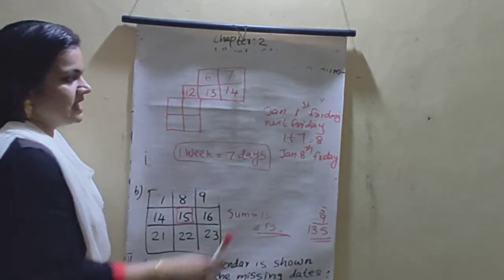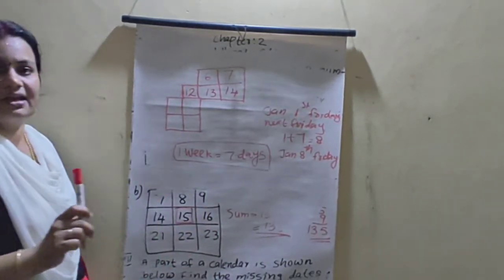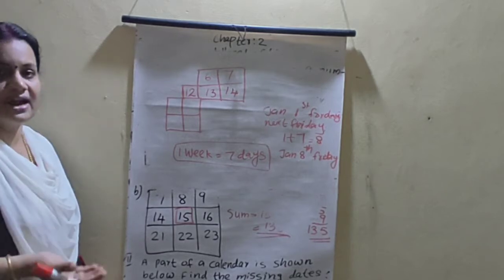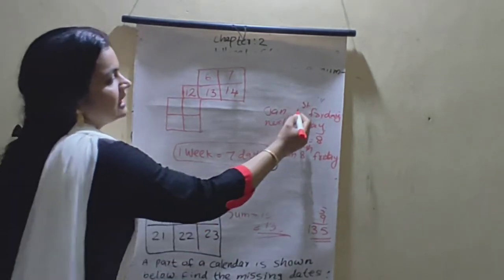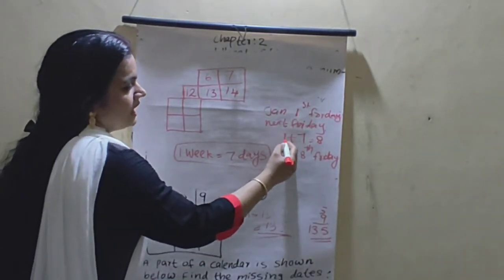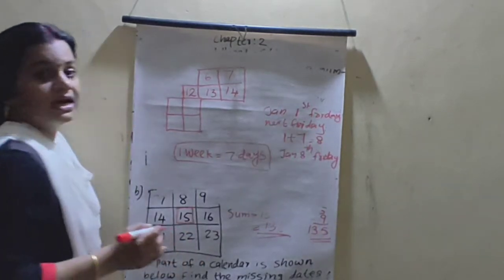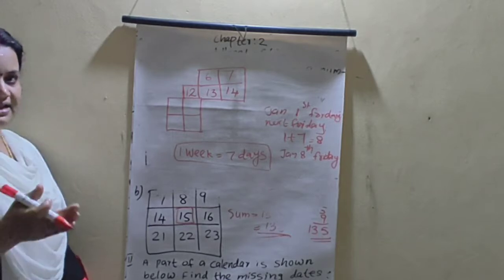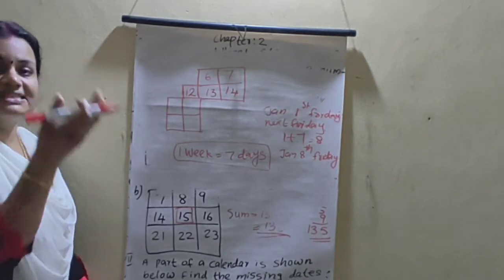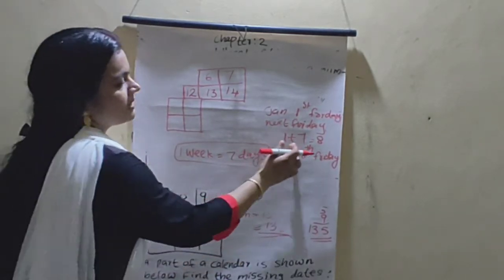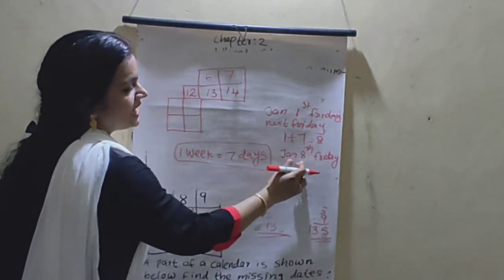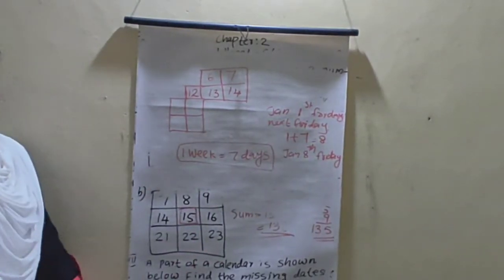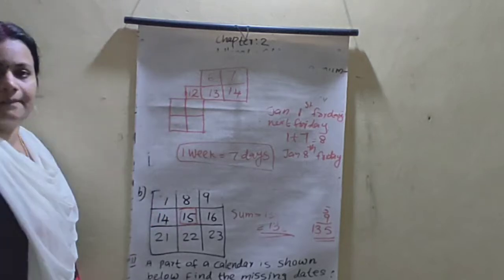Understood? Question is Jan 1st is Friday. Which date is the next Friday? First given date plus 7 equal to 8. How to find out the next day? Given number plus 7, we will get the next same day. Then 1 plus 7 is equal to 8. So Jan 8th is also Friday. The same method we use here.